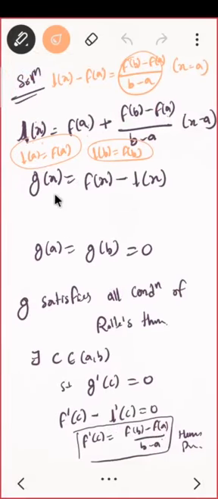If you have g of x is f of x minus L of x, then what is g of a? It is 0. What is g of b? It is 0. Because what is L of a? That is same as f of a. So g of a will be f of a minus f of a. And g of b will be f of b minus L of b, that is f of b. So it is again 0. So this thing is satisfying all the conditions. Correct?